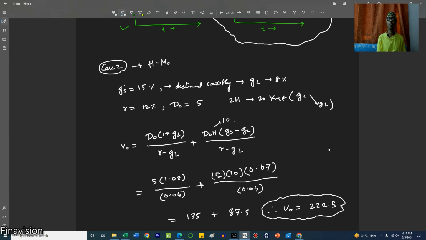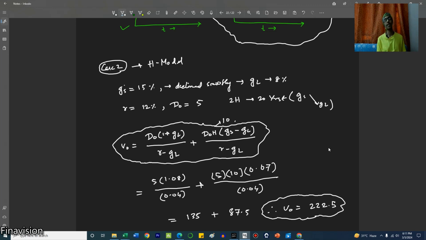The H model, and this is the expression for the H model, right? By using this, we calculate the two-stage valuation in case of a smoothly declining growth rate, and the value comes to V0 is equal to 222.5.